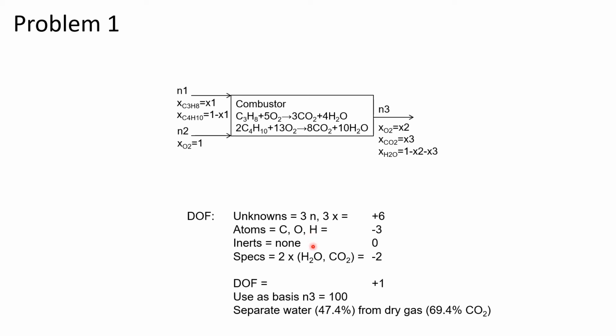There are no inerts. We have pure oxygen being fed, so there's a 0 here. In terms of the specs, we're told how much water there is and also how much CO2 there is in that stream. So we have 2 specs, so we'll have to put a -2 here. If we sum this up, we have 6 minus 3 minus 0 minus 2. We have a +1. So we have 1 degree of freedom.